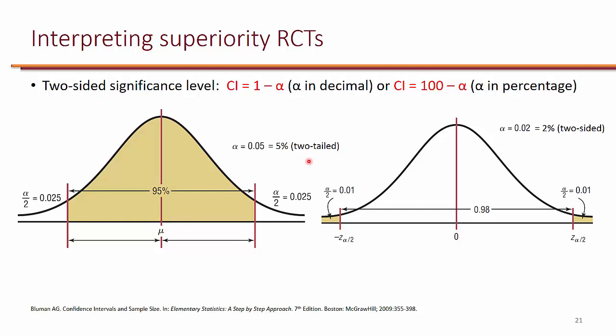Now, just to give you another example of this equation, if someone was to use an alpha of 2%, so if they use the two-sided alpha of 2%, then they will have to use a 98% confidence interval. Because if you use a 95% confidence interval with an alpha of 2%, then that's a violation of this equation. So if you catch that in a randomized clinical trial, that should be a criticism of that study.